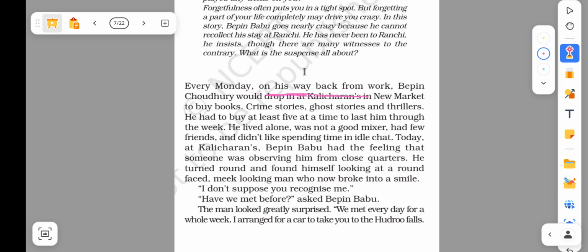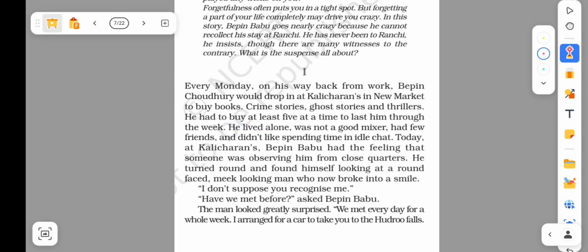Every Monday on his way back from work, Bipin Chaudhuri would drop in at Kali Charan's in New Market to buy books. So every Monday on his way back from work, Bipin Da used to go to a bookshop in New Market. Bookshop of whom? Kali Charan's bookshop, to buy some books: crime stories, ghost stories, and thrillers. Means these were his favorite genres of books which he used to like to read.